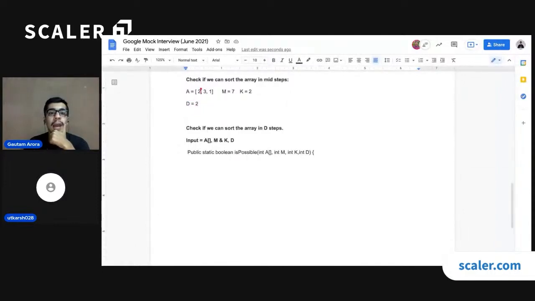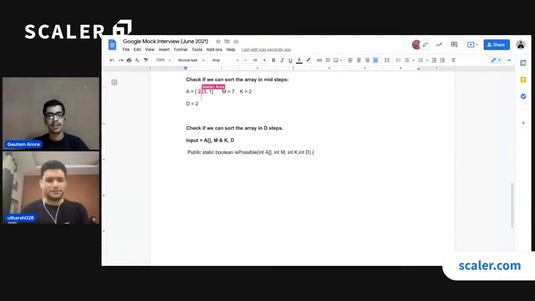So if the gap between m minus 1 and array of I is greater than... In this example, is it clear that we cannot make this 0? No, we can't make it 0 in two operations. Correct. Very good.